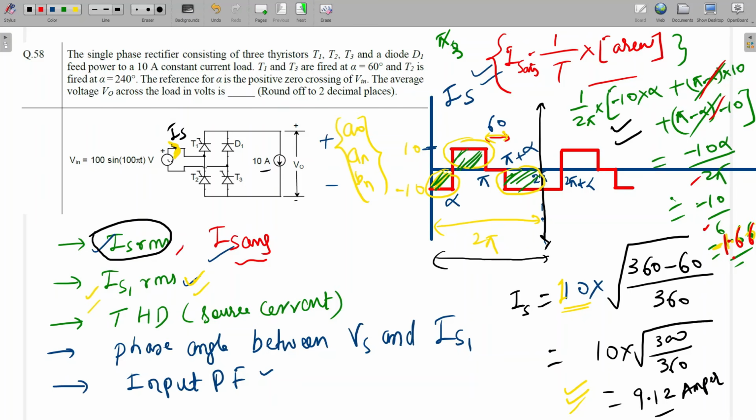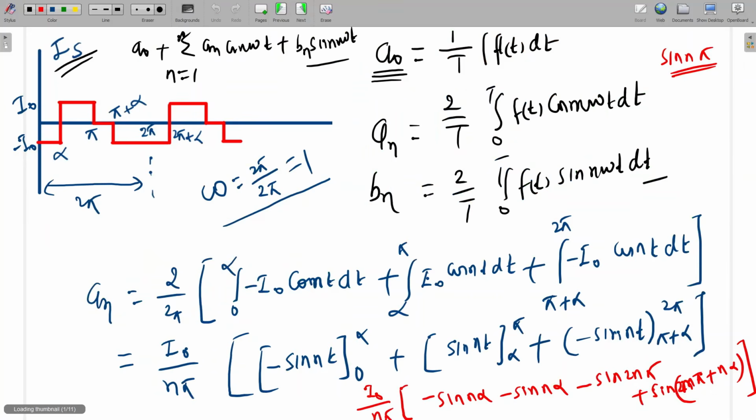Okay. Further, I am calculating the fundamental RMS component. This is a square kind of waveform, so we can do the Fourier analysis and calculate this fundamental source current. For that I am doing the Fourier analysis, and these are the Fourier analysis formulas we can apply. A0 is the average value, which we have already calculated, that will be minus 1.66. This is the An formula and the Bn formula.